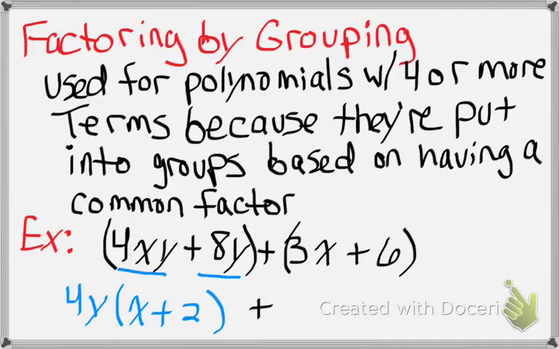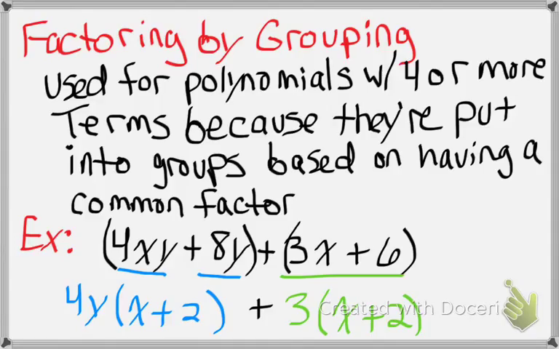Now let's do the second one. 3x and 6, well, that one already gave itself away. 3 goes into both of them. So you're going to pull out a 3, and when you do that, you'll be left with an x for the first term. Now for the second one, 6 divided by 3, well, that's 2. So there you go. So you factored it.